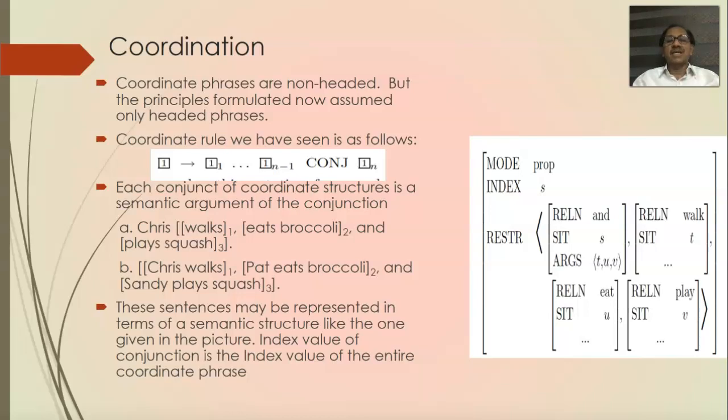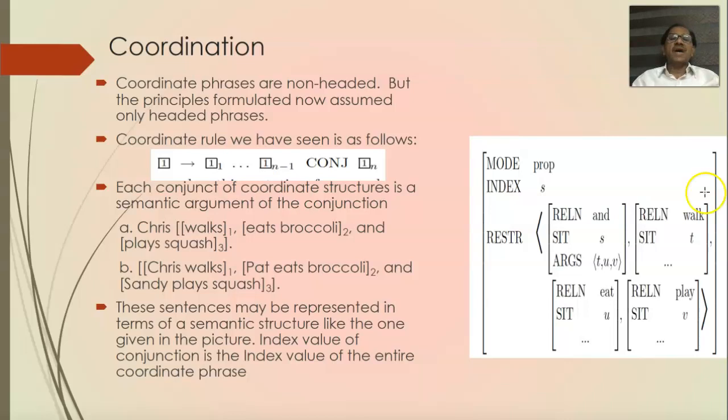Coordination basically combines or joins two or more phrases of the same kind. So all NPs can be conjoined, or all VPs can be conjoined, or all PPs can be coordinated, but an NP and a VP cannot be coordinated, or an NP and a PP cannot be coordinated. That is, the conjuncts in a coordinate phrase should be of the same category, right?